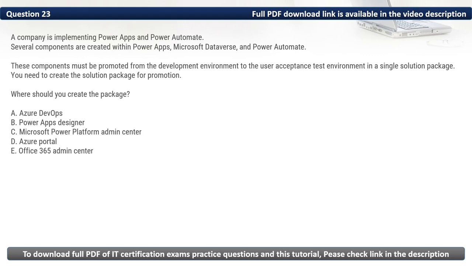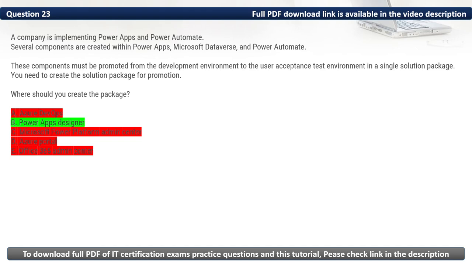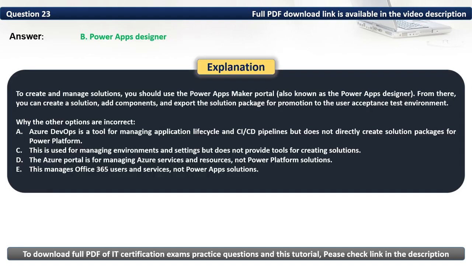Then we have D. Azure Portal. The Azure Portal is for managing Azure services and resources, not Power Platform solutions. And then we have E, Office 365 Admin Center. This manages Office 365 users and services, not Power App solutions. As such, we should create the package in Power Apps Designer. Thus, the correct option is B.